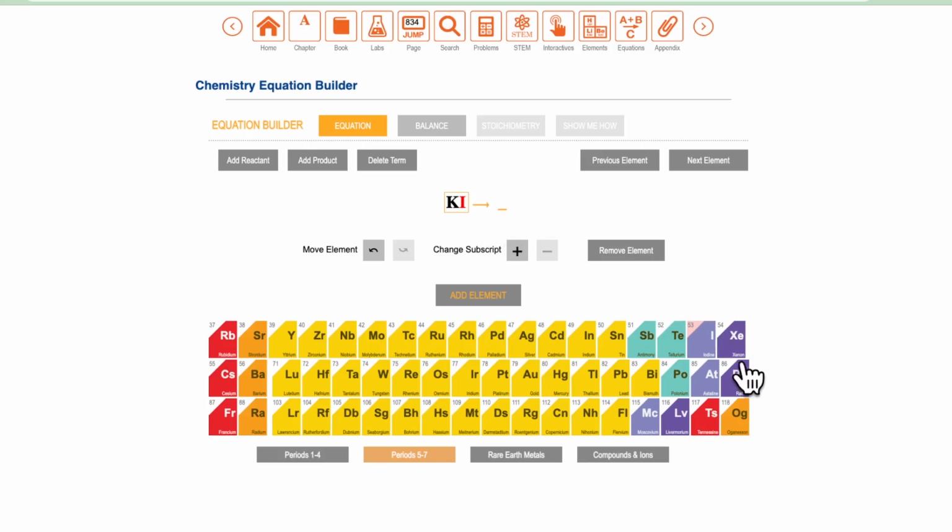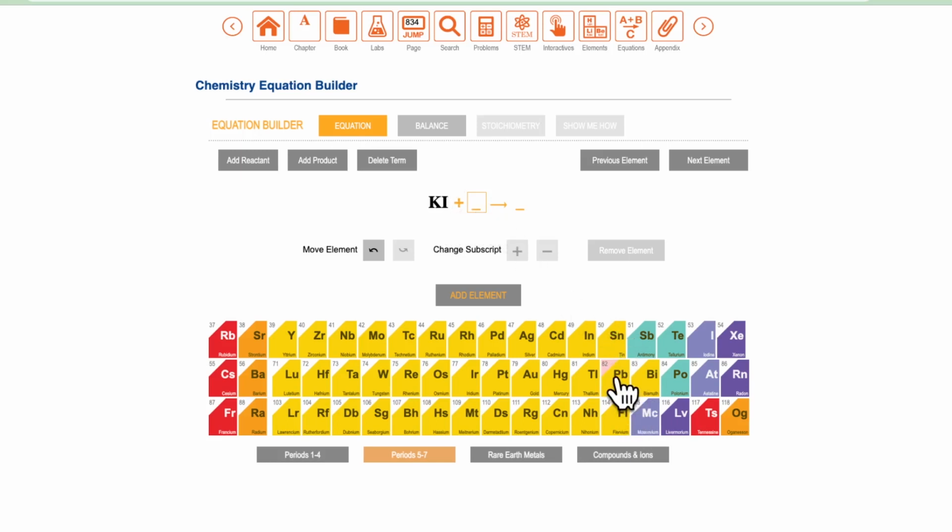So if I want lead, I select lead, and if I add the element, that would place the lead in the potassium iodide compound, which I don't want. So rather than, again, I don't need to delete the entire term, I can just remove the element. And now that I want a different product, I have to add a reactant to get the plus sign to show up to add my next compound.